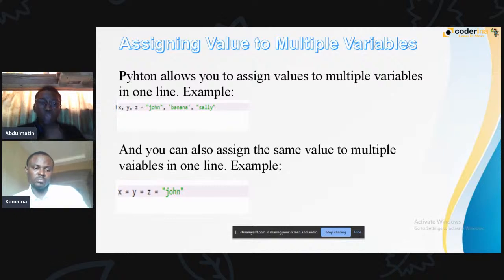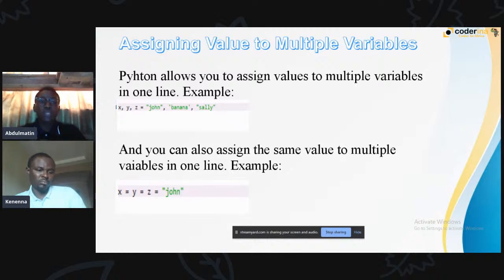And you can also assign the same value to multiple variables in one line, though you can't assign different values to one variable, but you can assign the same value to multiple variables.